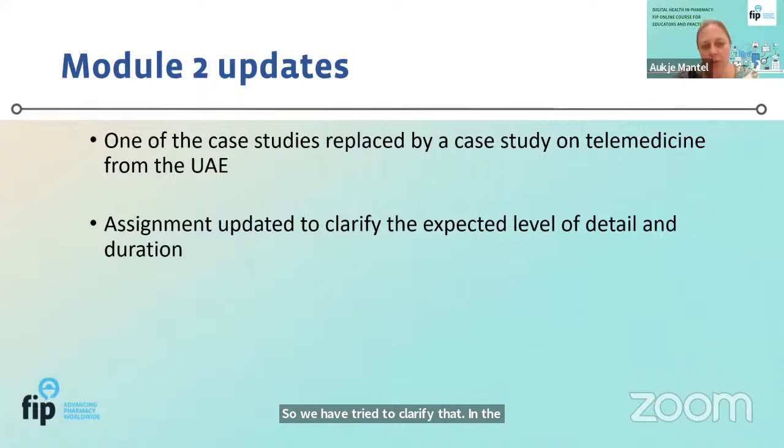So we have tried to clarify that in the assignment itself. And the final small but important change that we made, which was also already announced by Naoko, is that part of this assignment is that you provide feedback and receive feedback on the assignment from colleagues who also participate in the course. Previously, you could not move to module 3 before this was all completed. Now, while you may still be awaiting feedback on your own assignment, you can already move to module 3, so you are not held up in moving on with the course. I think these are the most important updates to module 2.